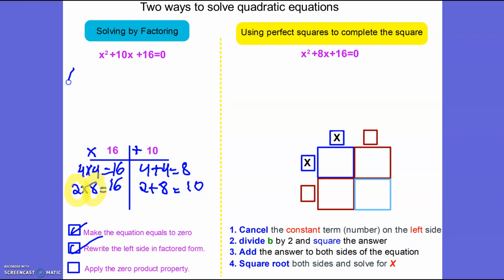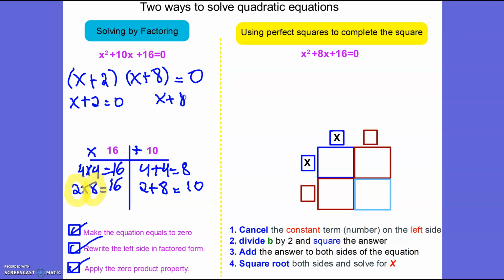So I'm going to rewrite the equation in factor form: x plus 2 and x plus 8. Now that I have done that, I'm going to use the zero product property to find the values for x. So x plus 2 equals 0 and x plus 8 equals 0.